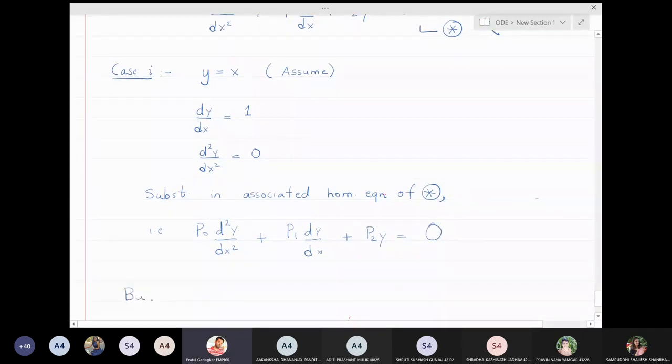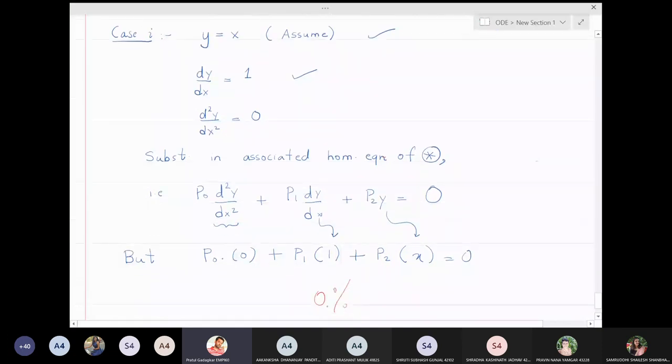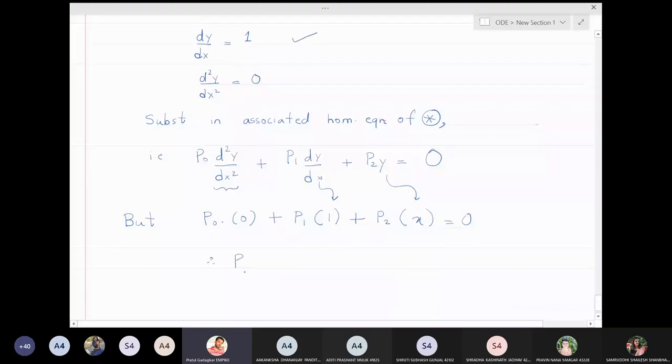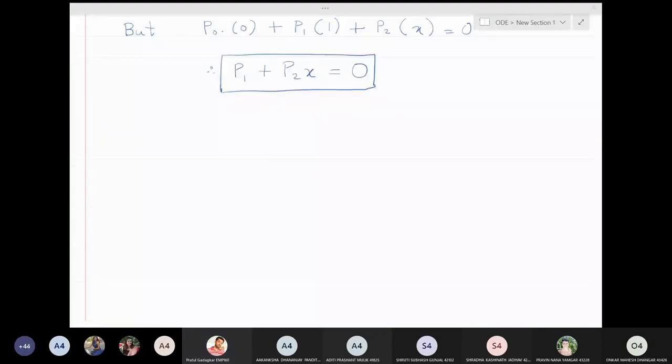But what you know, that d2y by dx square is how much? 0. So p0 into 0 plus p1 into 1 plus p2 into, what is y equal to? Dy by dx is 1 and y is equal to x, so we get that. So what are you getting? We get p1 plus p2x is equal to 0. This case we get. Okay, this is the condition.